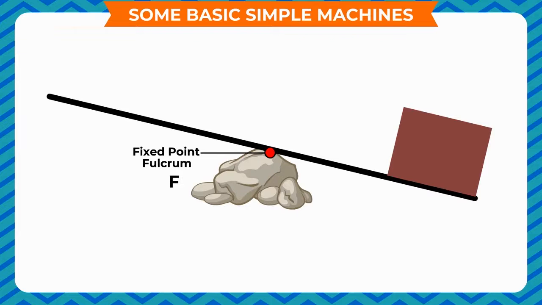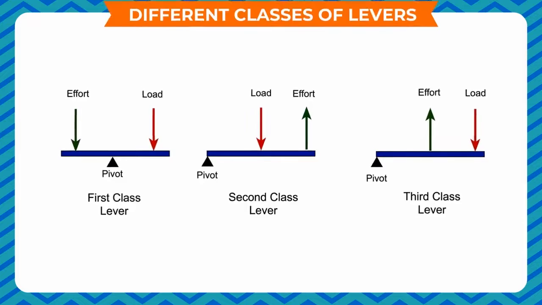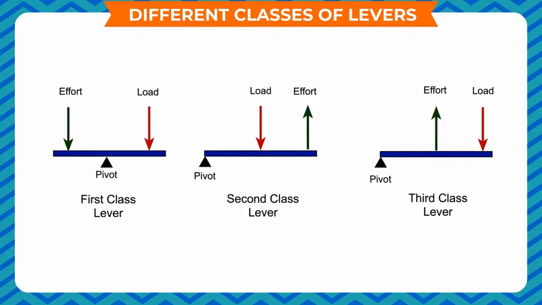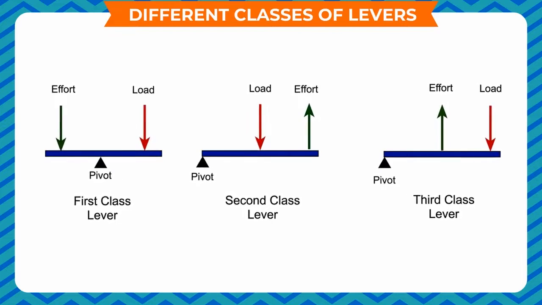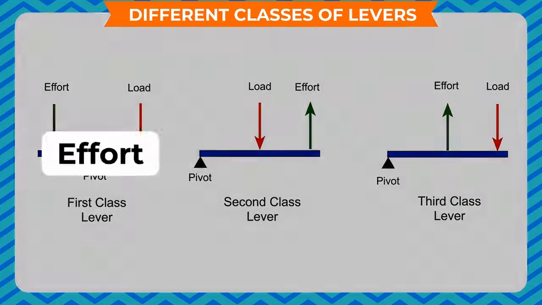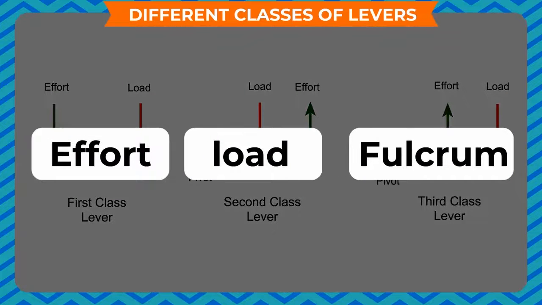The force that we apply on the lever at a fixed point is known as effort. It is represented by letter E. The weight that we move with the lever is known as the load. The load is represented by letter L. When the load is closer to the fulcrum, it is easy to move the load. Different classes of levers. There are 3 different classes of levers. They are named according to the position of the effort, load, and fulcrum.